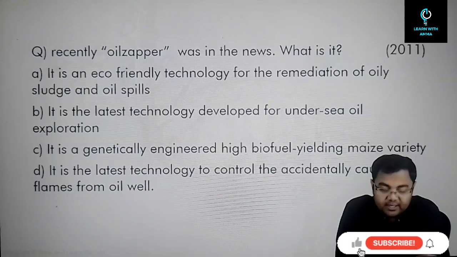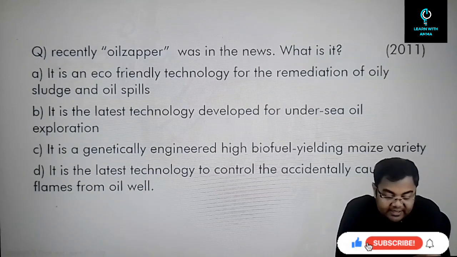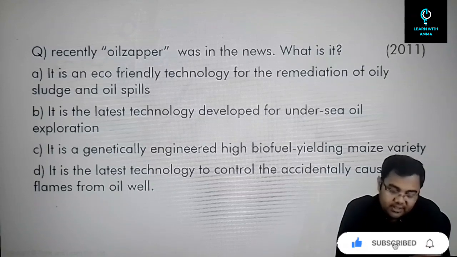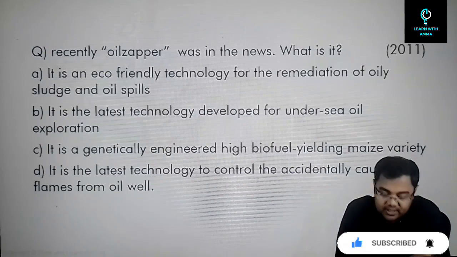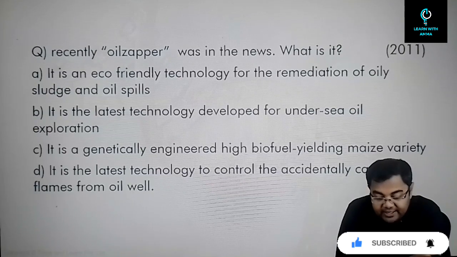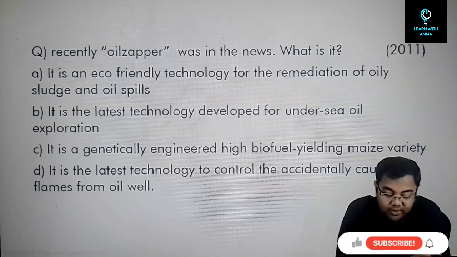Moving on, another question that had come way back in 2011. Recently oil zapper was in news. What is it? We have been talking about oil zapper. Look at the 4 options. I am very sure that you know what the correct answer is. A: It is an eco-friendly technology for remediation of oily sludge and oil spills. Looks like the correct answer.